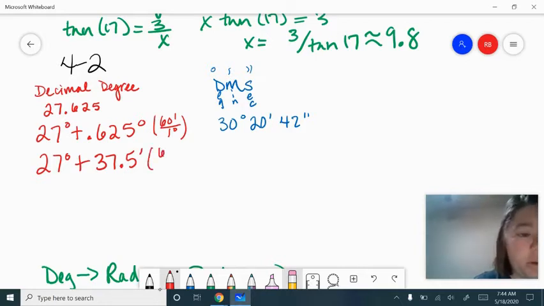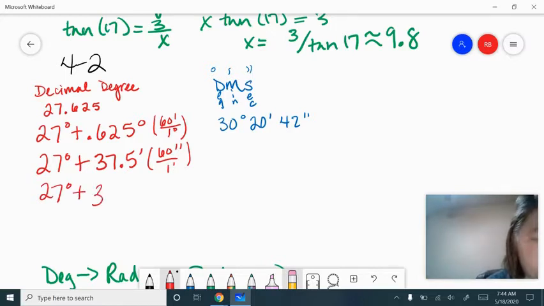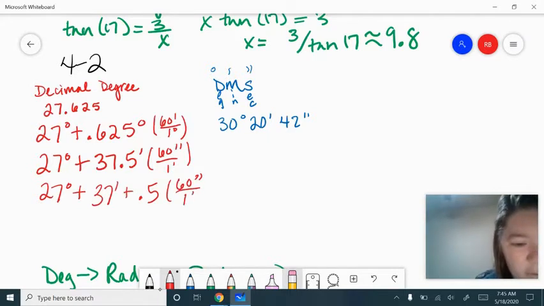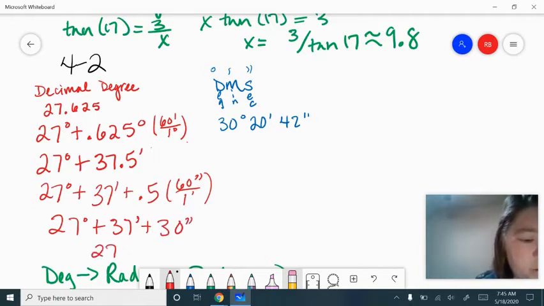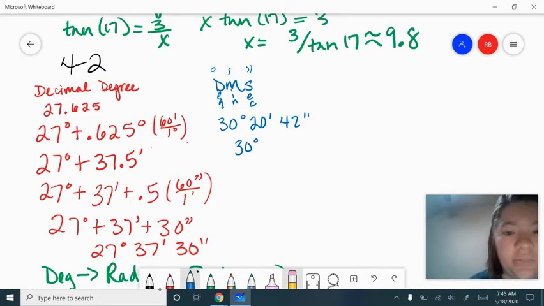So then we're also going to multiply that by 60 seconds over 1 minute. So we get 27 degrees plus 37 minutes plus 0.5 times 60 seconds over 1 minute. It should not have been up there. My bad. Okay, and then we have 27 degrees plus 37 minutes plus 30 seconds, or 27 degrees, 37 minutes, and 30 seconds. To go the other way around, we're going to be multiplying by the reciprocal that we did over here. So 30 degrees plus 20 minutes plus 42 seconds.